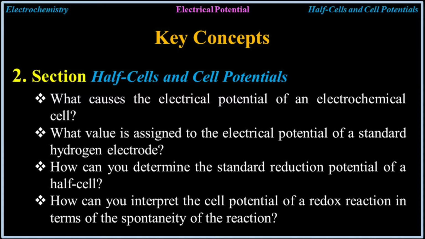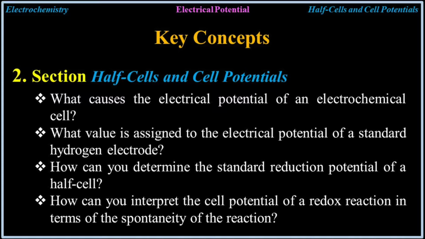The key concepts: 1. What causes the electrical potential of an electrochemical cell? 2. What value is assigned to the electrical potential of a standard hydrogen electrode? 3. How can you determine the standard reduction potential of a half-cell? 4. How can you interpret the cell potential of a redox reaction in terms of the spontaneity of the reaction?